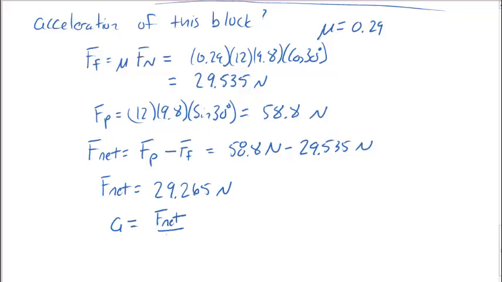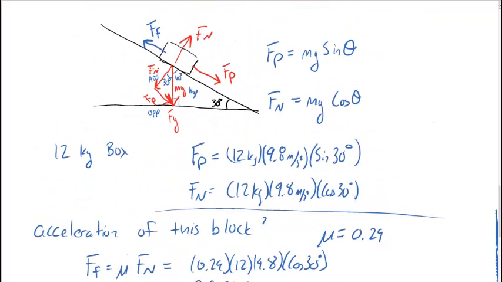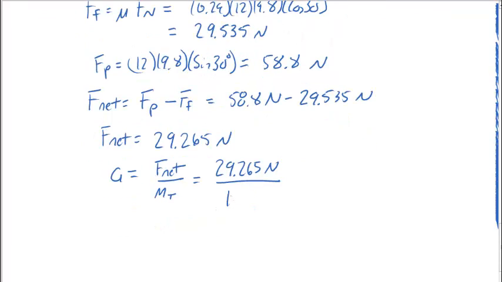And my acceleration is net force divided by total mass. Net force is 29.265 newtons, and the mass of my block is 12 kilograms. And so this block accelerates downhill at 2.44 meters per second squared. And there you have a couple examples using net force.